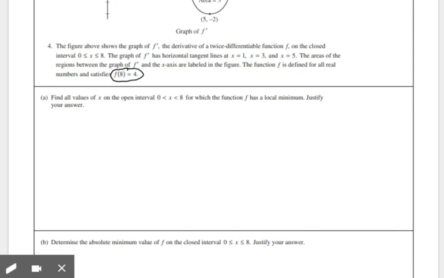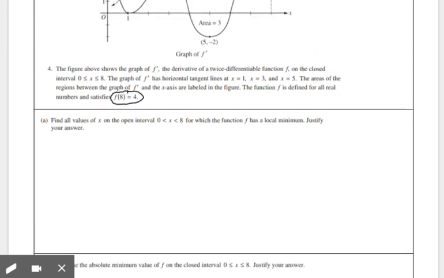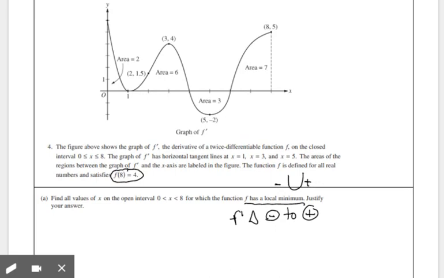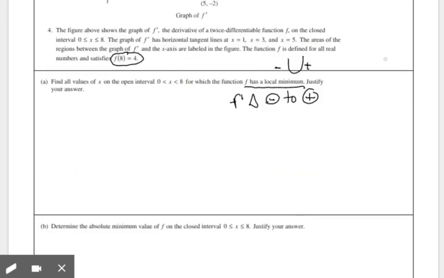So part A says find all values of x on the open interval for which the function f has a local minimum. We know to have a local minimum, we need f prime to change from negative to positive, right? If we think about a minimum, it looks like this. So we're going from negative to positive. So if we take a look at our graph, the only place that f prime changes from negative to positive is right here at x equals 6, which means that is the only place that f could have a local minimum.